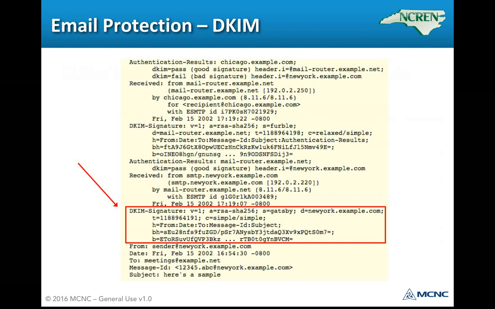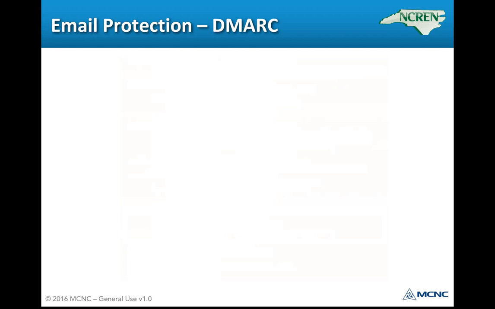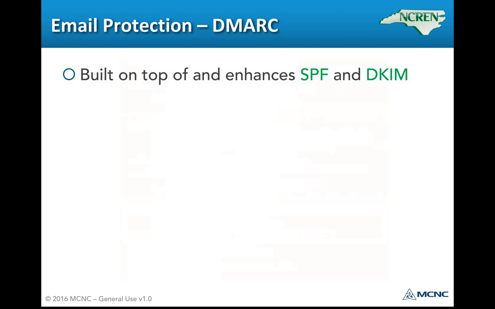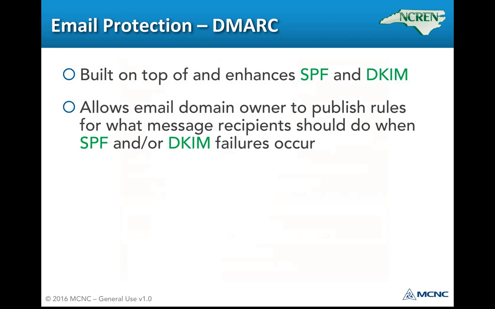So that's DKIM. And then the last thing we want to talk about with sender verification is DMARC. This is something that's built on top of and enhances SPF and DKIM. It allows an email domain owner to publish rules for what message recipients should do when SPF and/or DKIM failures occur. And it also provides a reporting mechanism for actions performed under these policies.